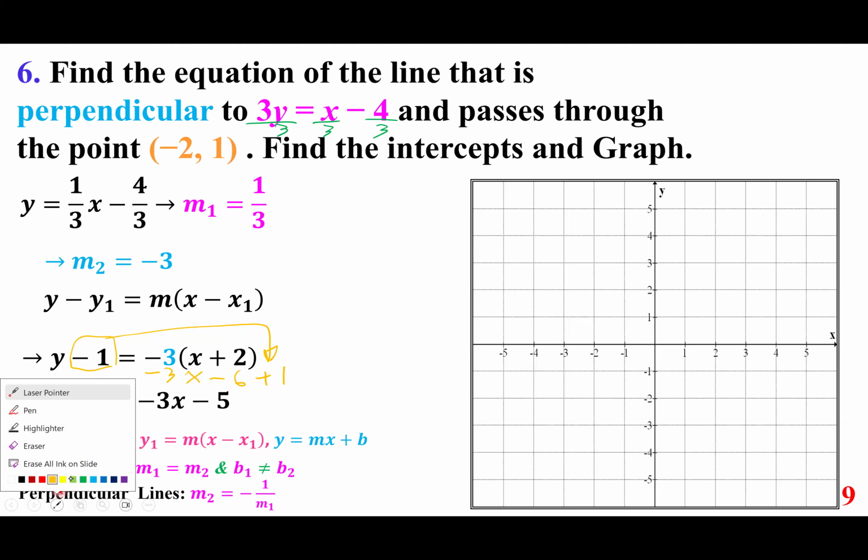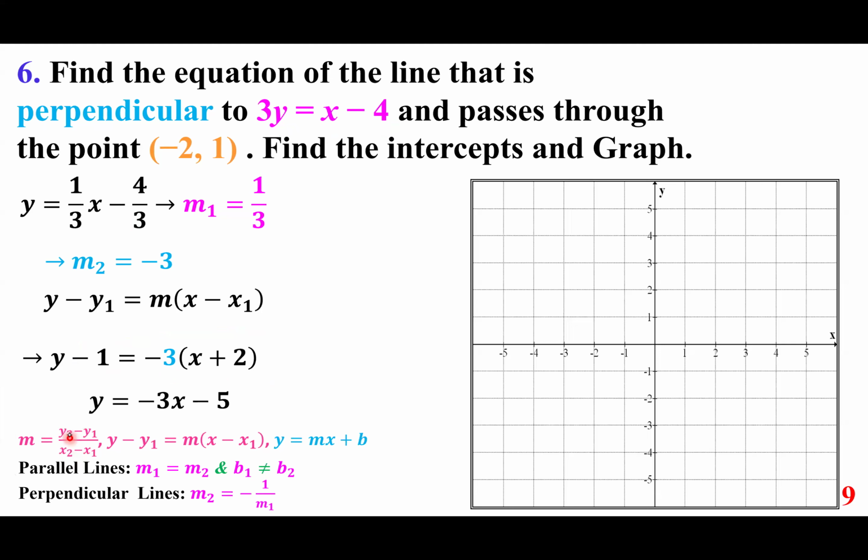Let me erase my work. And to find the x-intercept, it's easier to go with this one and set y equal to 0. 3 times 0 is 0, equals x minus 4. x becomes 4. So therefore, we have 0, negative 4/3 and 4, 0 as the two pairs we need. Pretty straightforward, everybody.